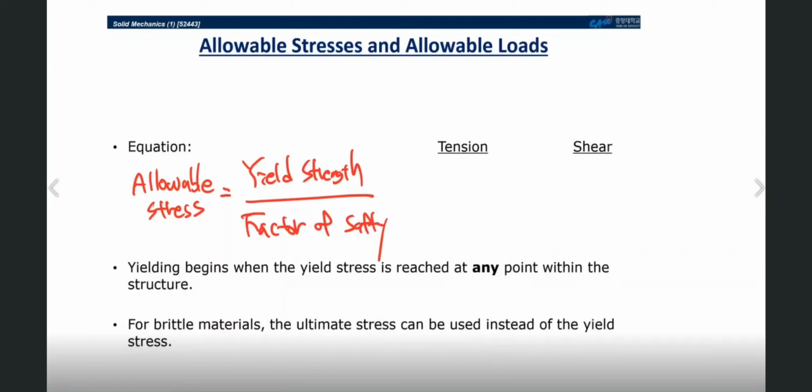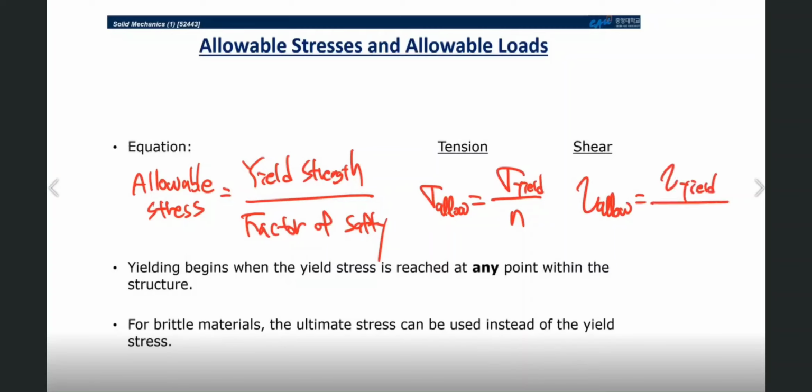So, in case of tension, we can define the allowable normal stress as equal to yield stress over factor of safety n. And in case of shear stress, the allowable shear stress is equal to yield shear stress over factor of safety n. And basically, yielding begins when the yield stress is reached at any point within the structure.